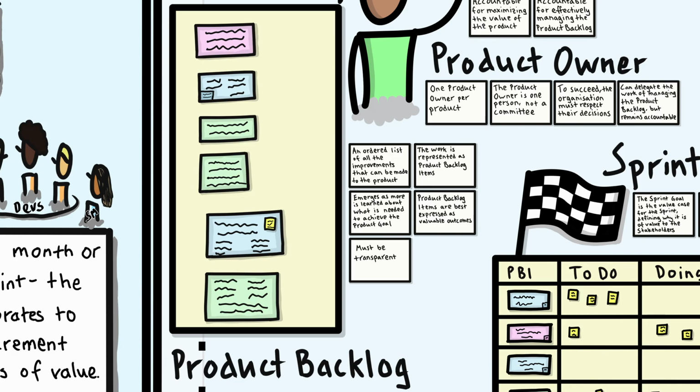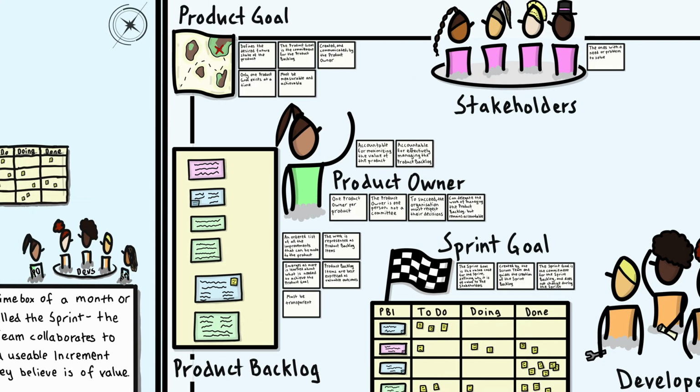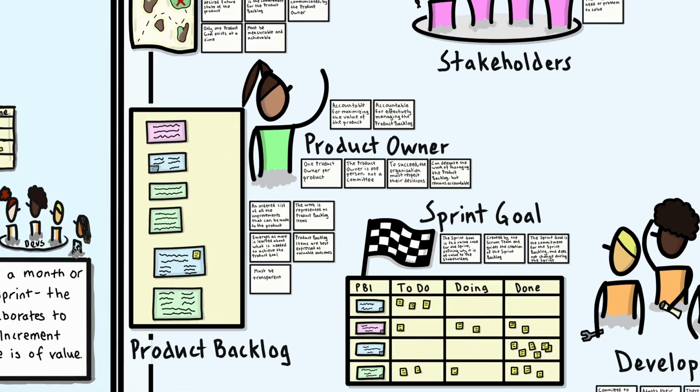The work in the product backlog is referred to as product backlog items, or PBIs for short, and can be represented in all kinds of ways, like user stories, features, problem statements, or even coffee stain napkins with notes scribbled in lipstick. These product backlog items are usually best expressed as valuable outcomes, and there is only one product goal and product backlog per product. In fact, a useful rule of thumb is that if the word product is involved, there should only be one of each. One product owner, one product goal, and one product backlog.